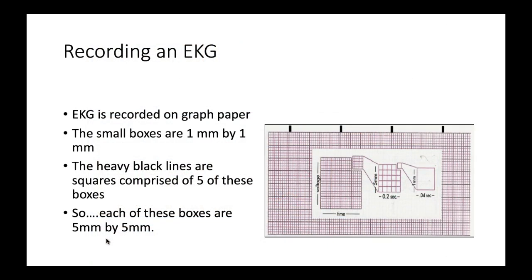So this slide is showing you how we record that EKG. The EKG is recorded on this graph paper that most of you have probably seen. Each of those small boxes are 1 millimeter by 1 millimeter, and 5 of those boxes are what are comprised within the heavy dark boxes. So each of those bigger boxes are 5 millimeters by 5 millimeters.